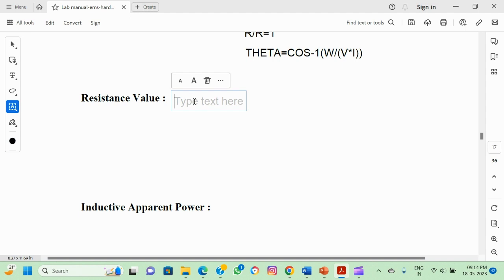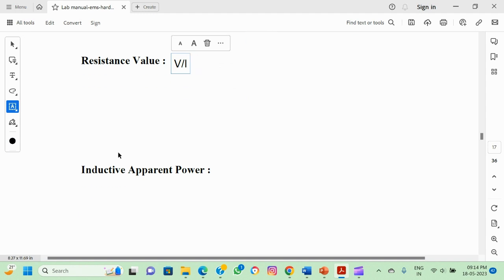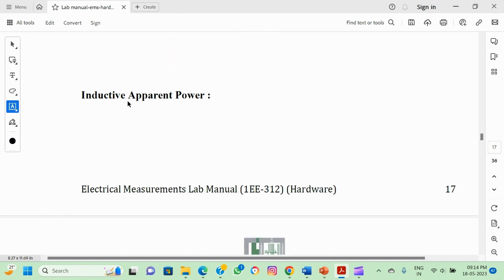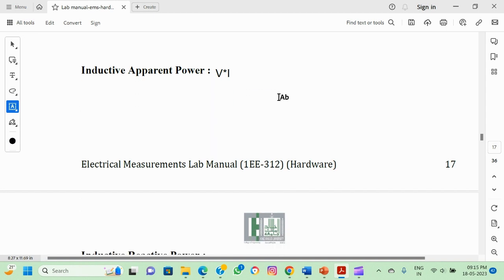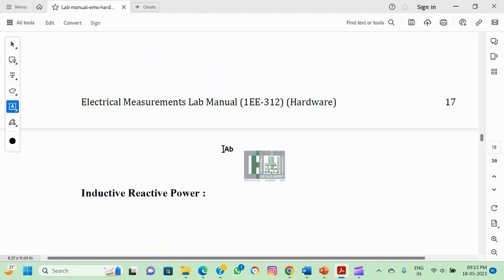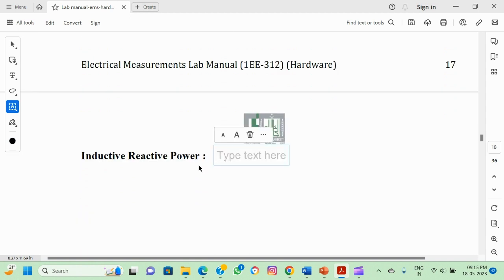Okay. Resistance value, how can we calculate it? We can calculate the resistance value as V by I. Directly you will get the resistance value. Now coming to the inductive apparent power. How will we get it? If we multiply V and I, we will get the inductive apparent power. And the inductive reactive power, how will we get it? V should be multiplied by I and by sine theta.